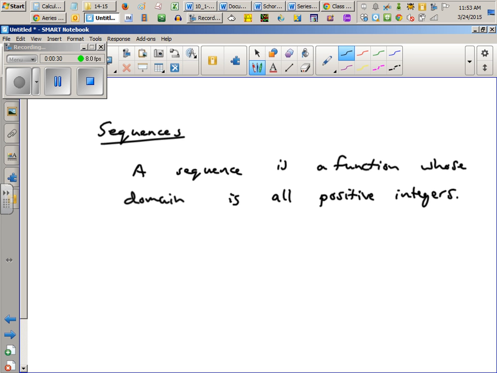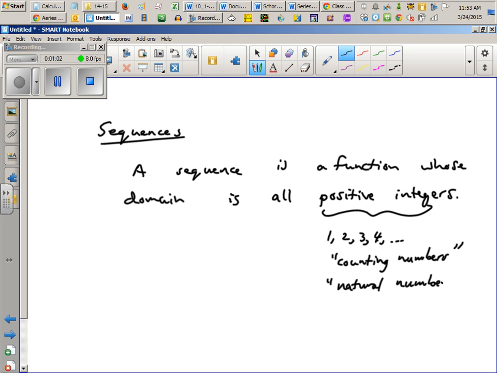Okay, so what I'm saying is 1, 2, 3, 4, the counting numbers, positive integers. Okay, so the positive integers are literally 1, 2, 3, 4, etc. Also known as the counting numbers. Also known as the natural numbers. But I am saying that a sequence is a function.